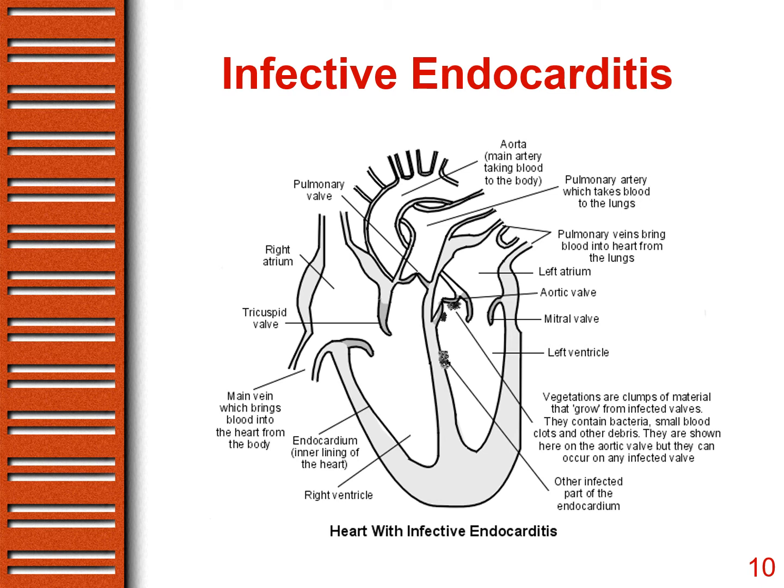And it's just another beautiful picture of endocarditis. We see the infected part of the endocardium in these pictures. You can see the actual clumps or vegetations of material that grow from the infected valves. This vegetation contains bacteria, some blood, really small blood clots, and other debris. Okay, they're shown here on the aortic valve, but they can occur on any infected valve. Okay, not just one side of the heart, or it could be anywhere where there's endocardial tissue.